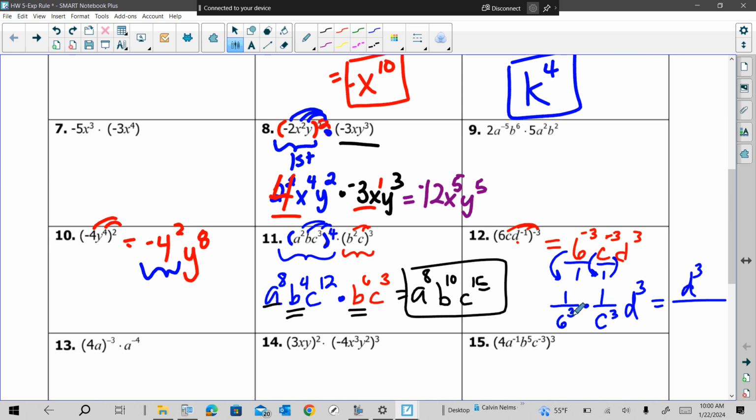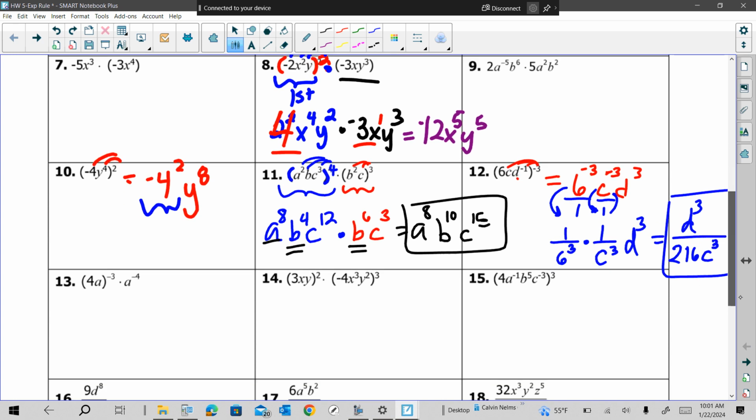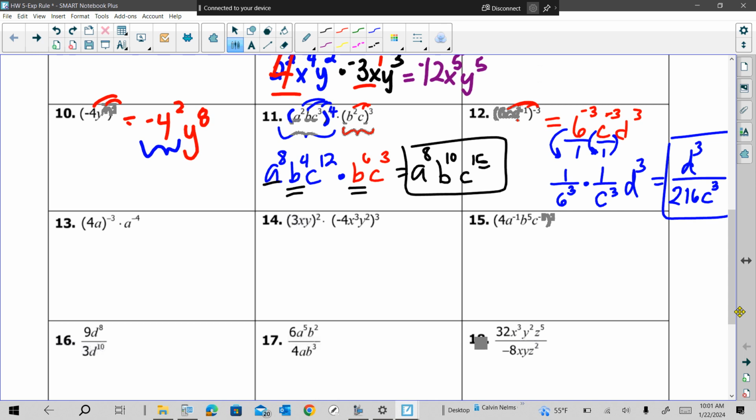My 6 to the 3rd power, we have to get that number. What is 6 to the 3rd power? 216. So we have 216 c to the 3rd power. So the key to this is you need to simplify each rule one at a time, and then apply the next rule.